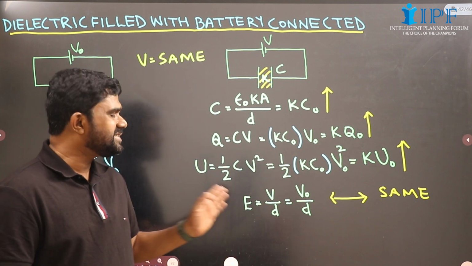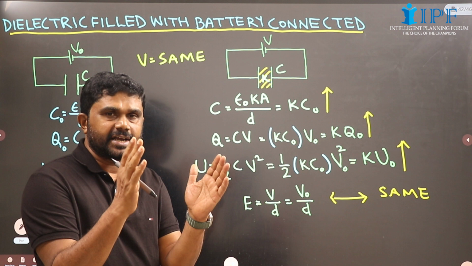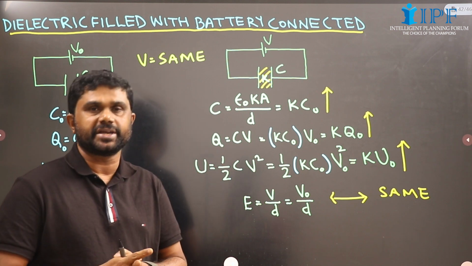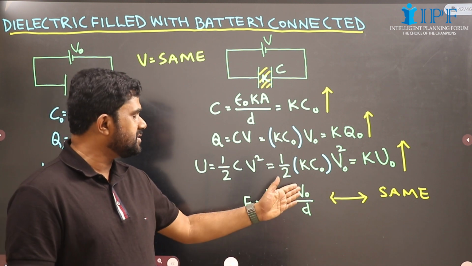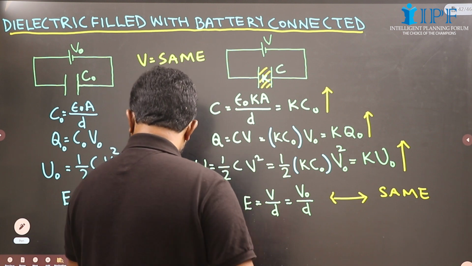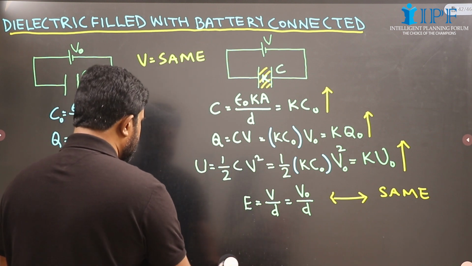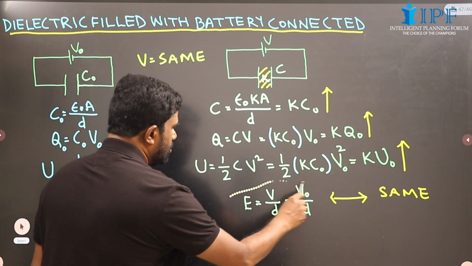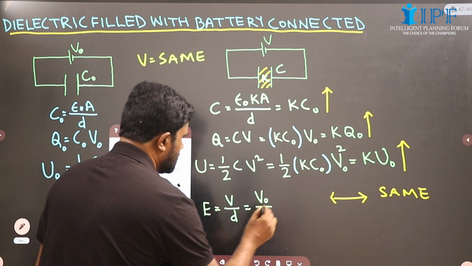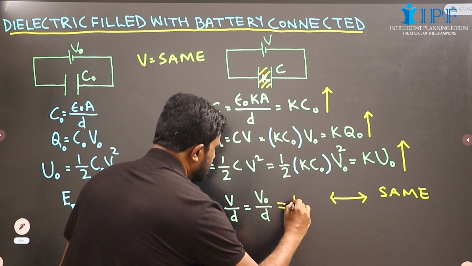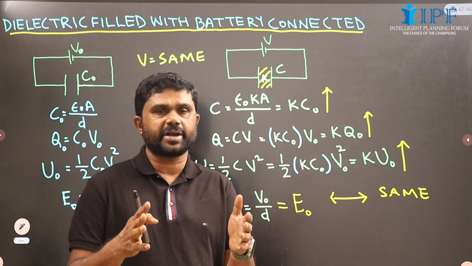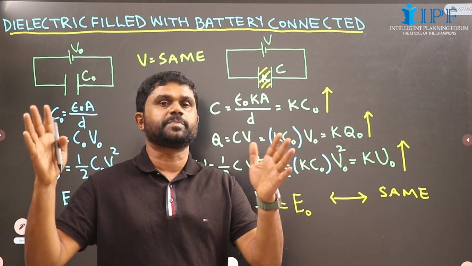Now intensity of electric field. Voltage across the capacitor remains same. Separation between the plates also remains same. So the intensity of electric field E will be V0 by D, and let us say it is same as E0. The intensity of electric field between the plates of the capacitor remains same as before.